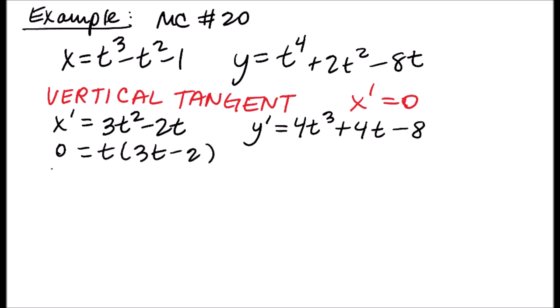And I'll say that x prime is equal to 0 when t is equal to 0, or when 3t minus 2 is equal to 0. Okay. So these are times that x prime is 0. I need to make sure that y prime is not 0 at those times. Right? Because you can see on the answer choices, they've got different combinations of different numbers. It's like, only one of them, two of them, three of them.